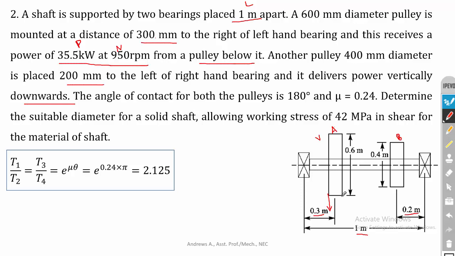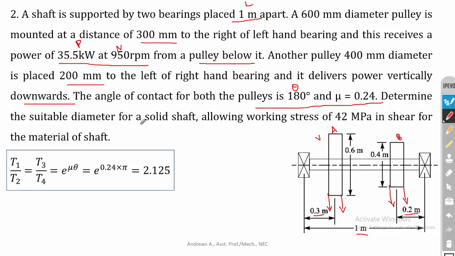So T1 and T2 will be acting in the vertical direction, and pulley B also delivers the power vertically downwards. So T3 and T4 will be acting in the downwards direction. So both the drives are vertical drives. There will be no horizontal component, so you can neglect the horizontal loading and horizontal bending moment, and take the maximum bending moment from the vertical bending moment drawing. The angle of contact of both the pulleys is 180 degrees and mu is equal to 0.27. So the theta and mu values are given. Remember that, these values are useful for calculating the tension ratios.